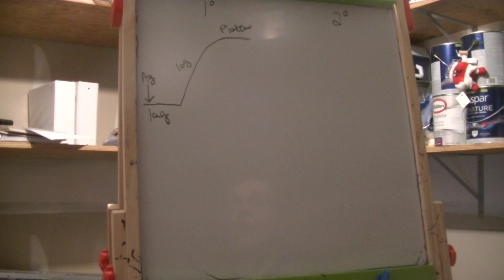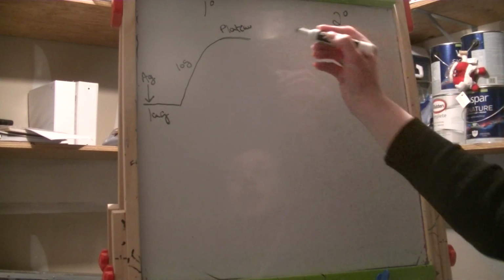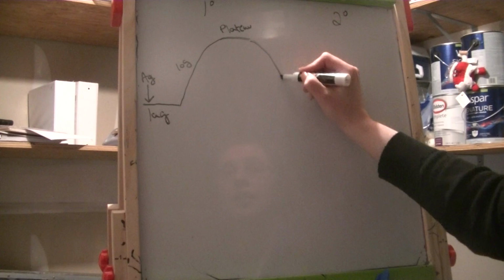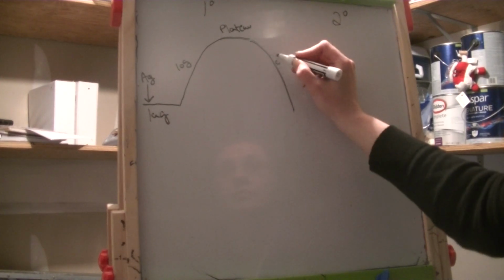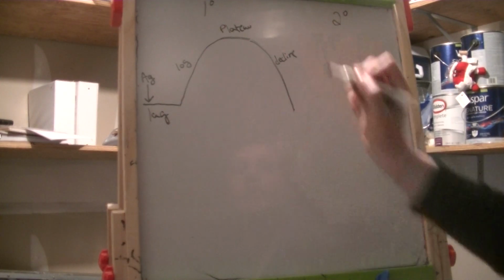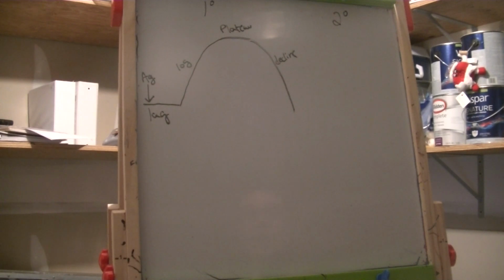And eventually, the B cells are going to stop making antibody, and much of that antibody is going to be used up in the fight against the foreign antigen. And so we're eventually going to see a decline in the amount of antibody. And it's going to be a pretty rapid decline.